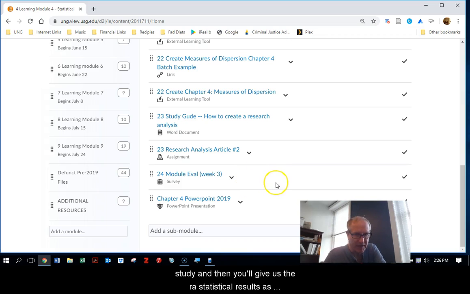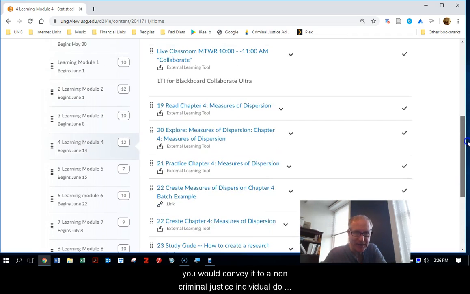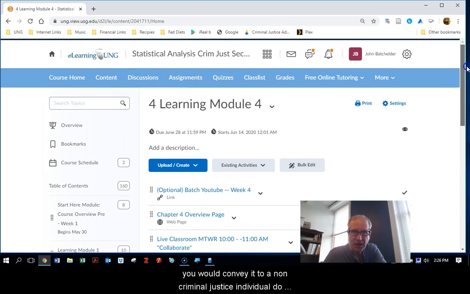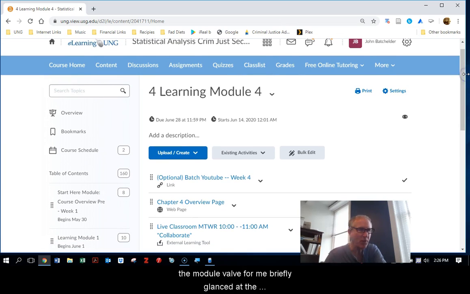Do the module eval for me, briefly glance at the PowerPoint if you can stand it, and then you're done for that week. So that's week four. So that means we're almost out of here.